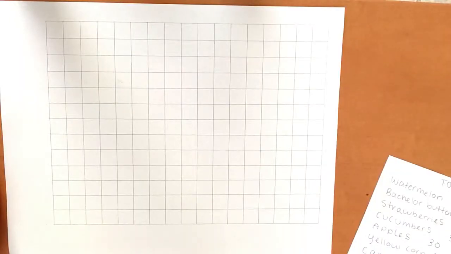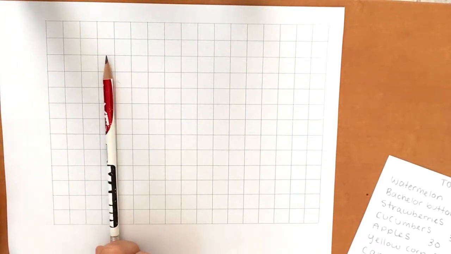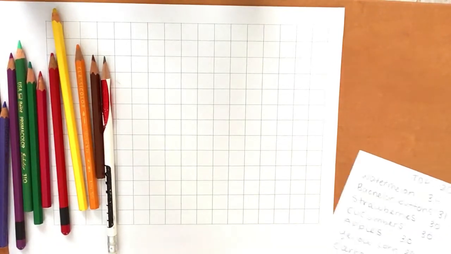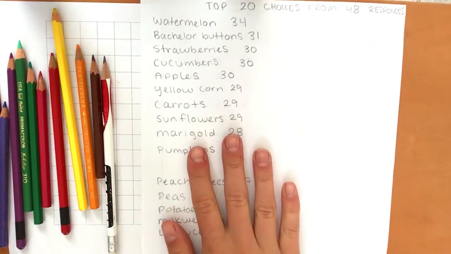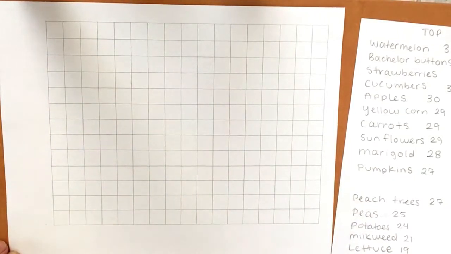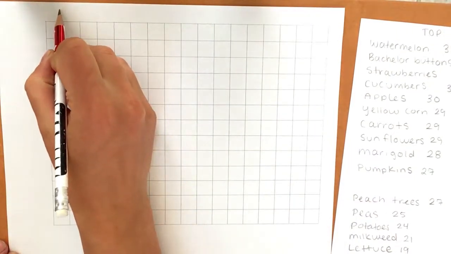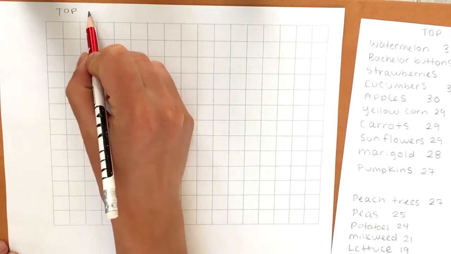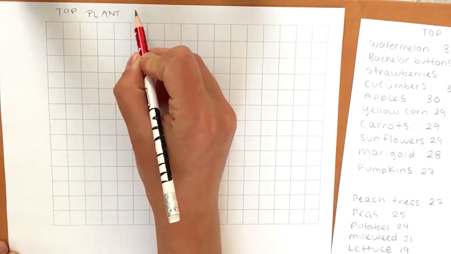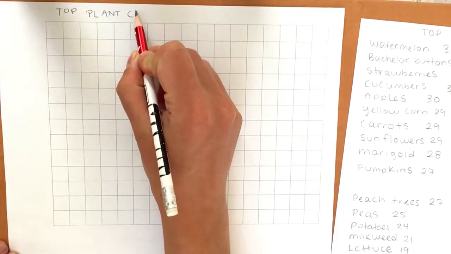Let's start the graph. For the graph, you will need graph paper, a pencil, colored pencils, and your data. So this graph needs a title. I'm going to call it the top plant choices of CAS kids.